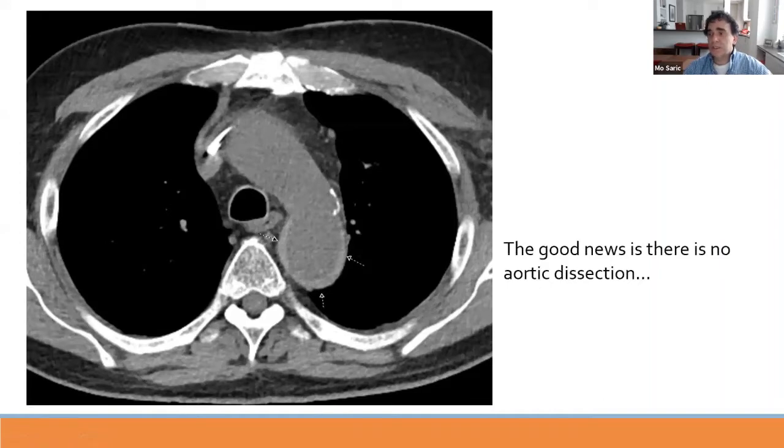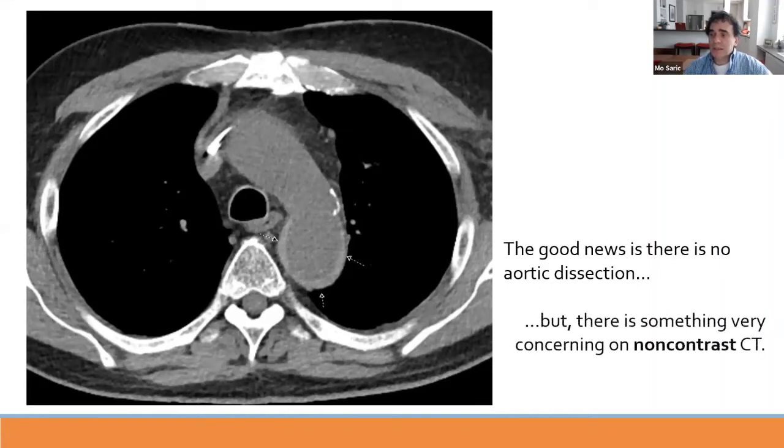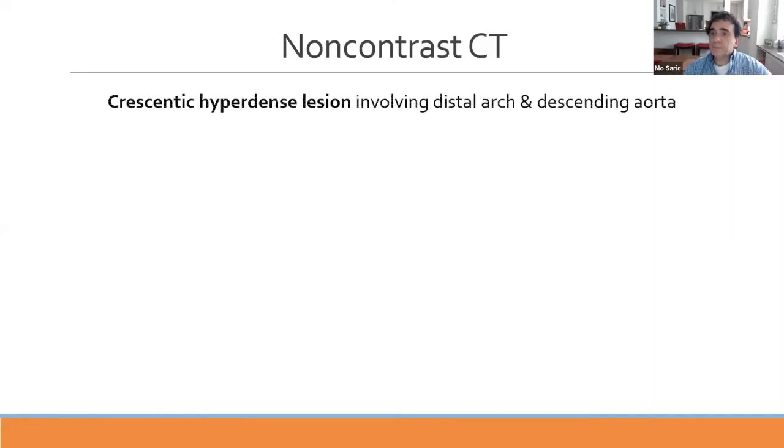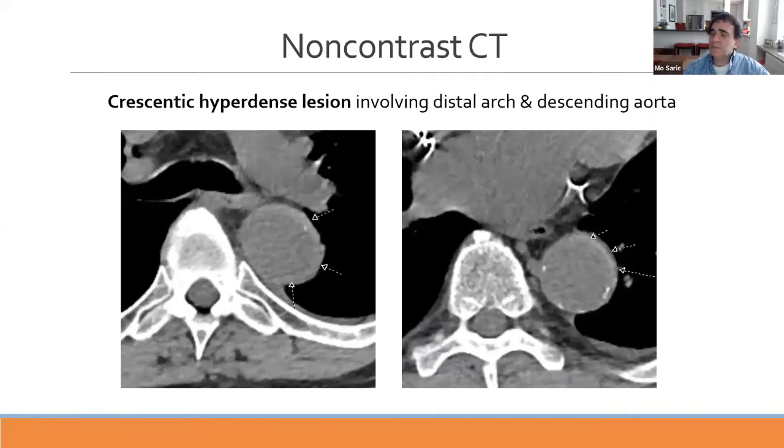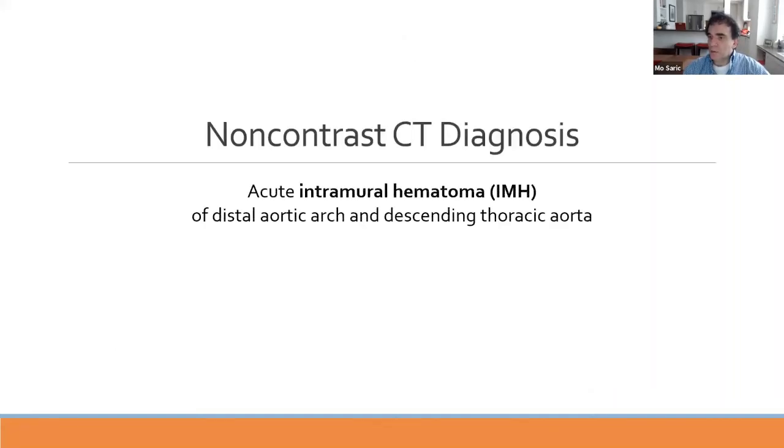The good news is that he did not have aortic dissection, but there is something very concerning on this non-contrast CT. This is the section of the aorta that I am referring to, which would be the distal aortic arch and a proximal descending thoracic aorta. So what we saw on his non-contrast CT was a crescentic hyperdense lesion involving distal arch and the descending aorta. This is a zoomed up image, and you actually see these hyperdense lesions that are characteristic of intramural hematoma.